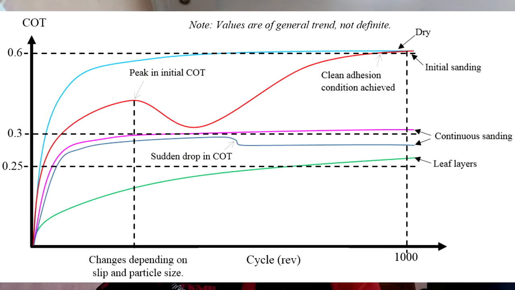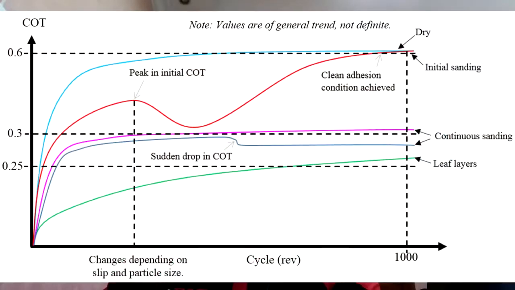injected into the interface during the starting of the experiment, we can see that the coefficient of traction will rise and reach an initial peak. After that initial peak, the coefficient of traction reduces and then increases again. It will increase until it meets the coefficient of traction of the dry baseline. This is most probably because the sand layer has been completely removed, so the interface is clean.